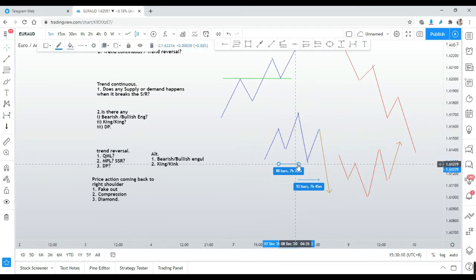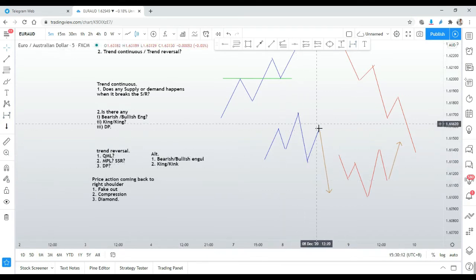This is just an example. So it is the same. This is a quick retest. Then, if it's not a quick retest, what happens?